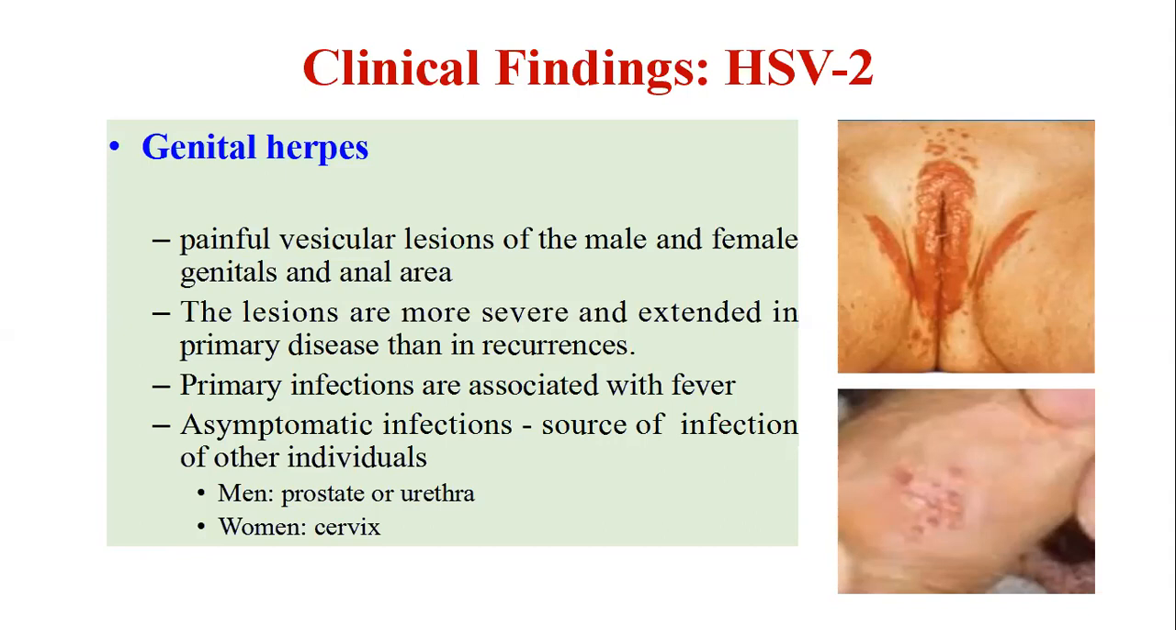Primary infections are mostly associated with fever. In case of asymptomatic infections, the source of infection is definitely the other individual. In men, the site is the prostate or urethra, and in women, the site is the cervix.